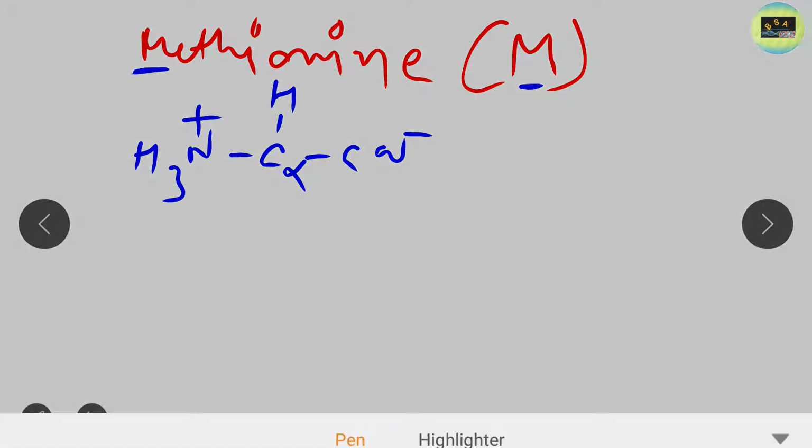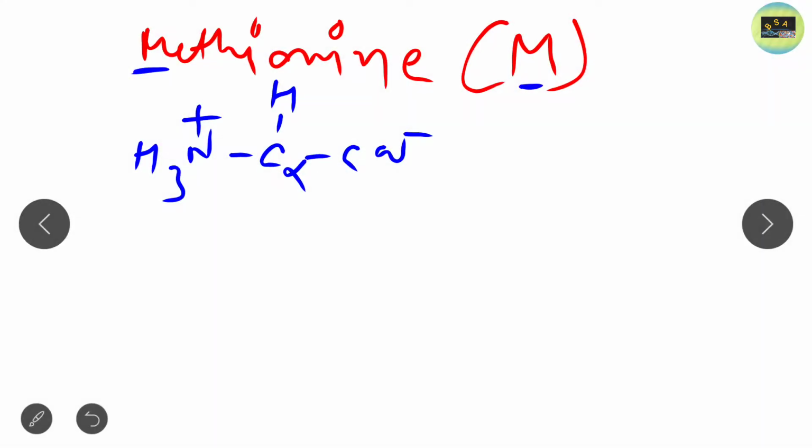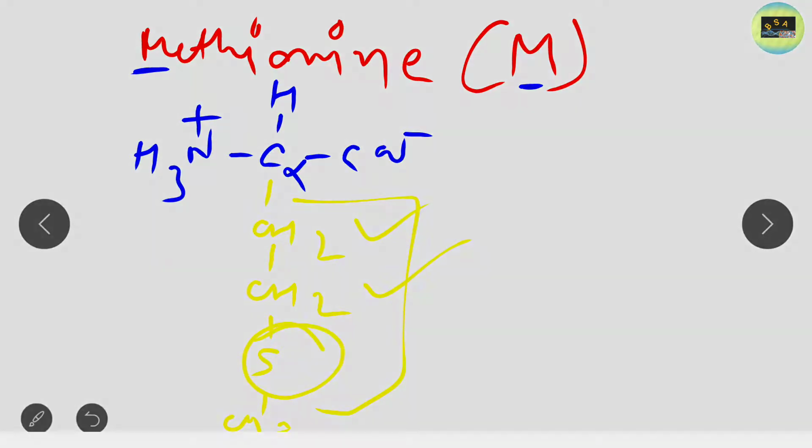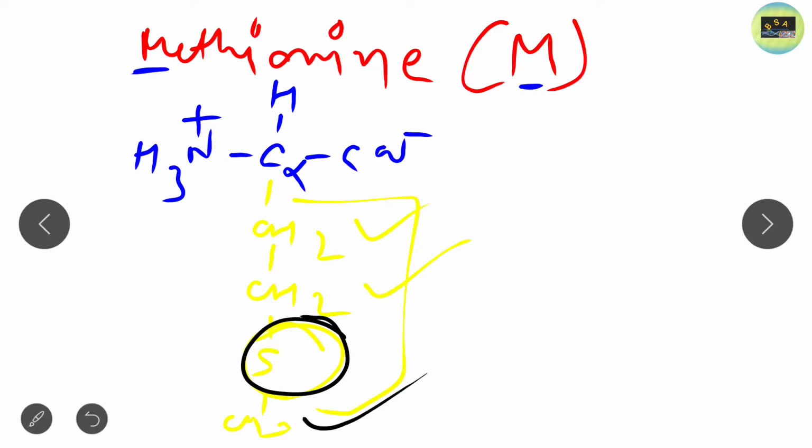Clear? Now we draw the side chain with yellow. Just put CH2, CH2, here the sulfur group, and here CH3. So this is the structure of methionine. CH2, CH2, this sulfur group is important, the sulfur group is very important, and CH3. Clear?